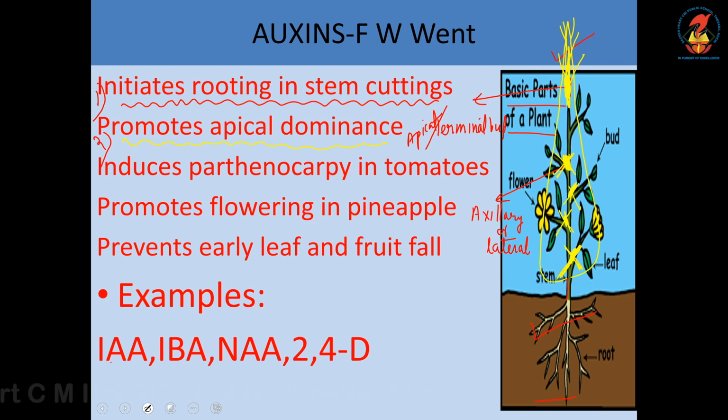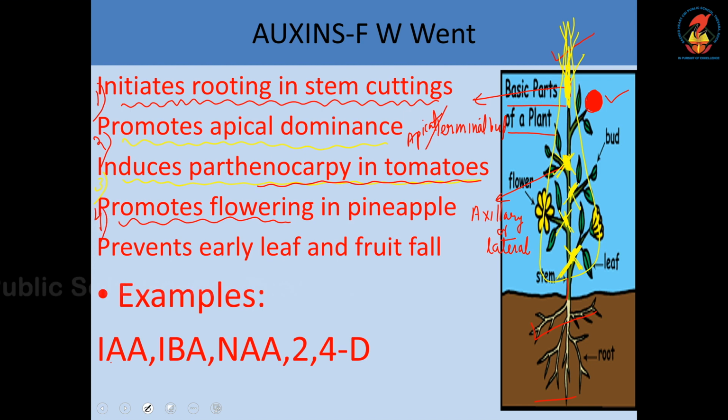Next, third, it induces parthenocarpy in tomatoes. So let's identify in this plant a tomato. Okay, this is tomato. And we will be studying in 12th standard what is parthenocarpy. It is fruit formation without fertilization. So, auxins promote parthenocarpy in tomato. So, we dealt with the fruit part. So, I am ticking the fruit part.